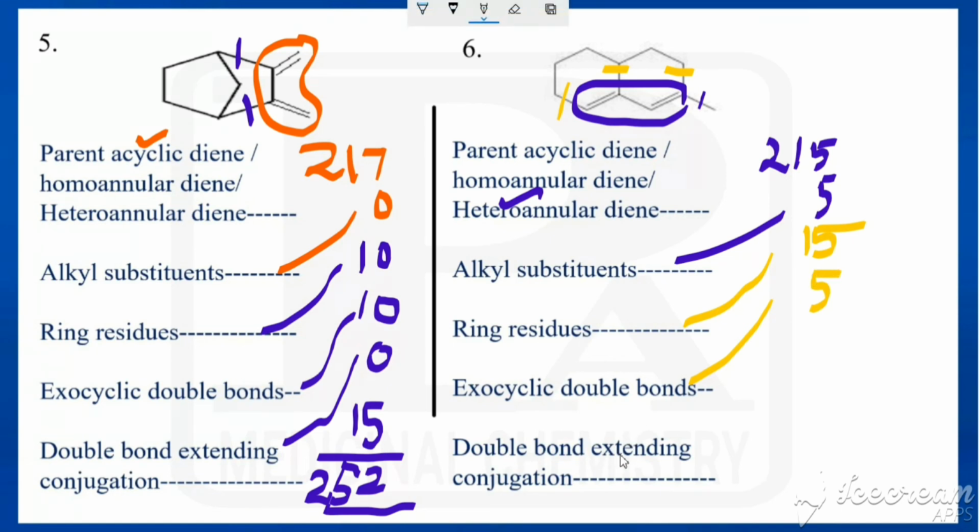For double bond extending conjugation, look at that, it is having only 2 double bonds. So it is not having double bond extending conjugation. So that's why 0. So now we have to add the values: 215, 5, 15, 5. So 240 nanometer would be the lambda max of this structure.